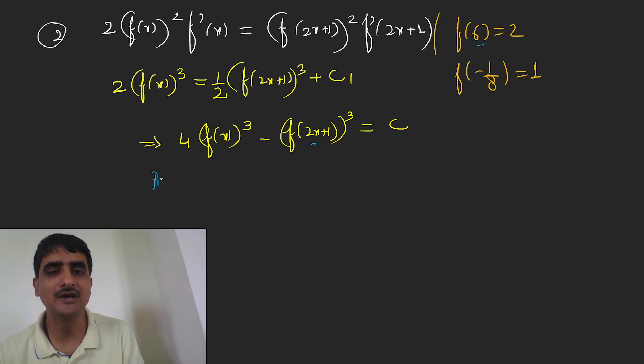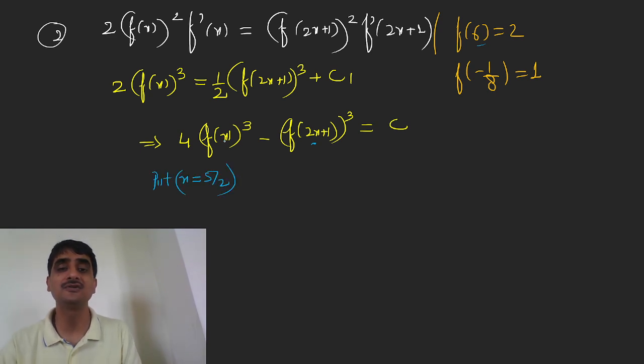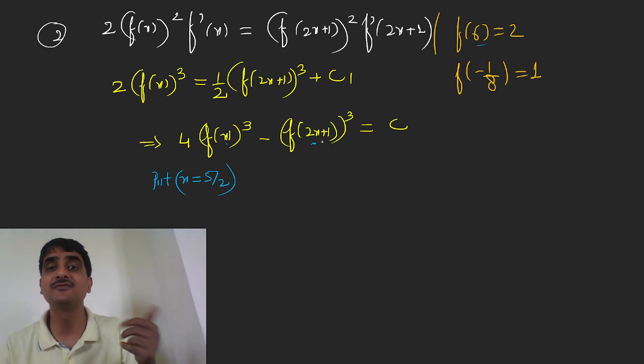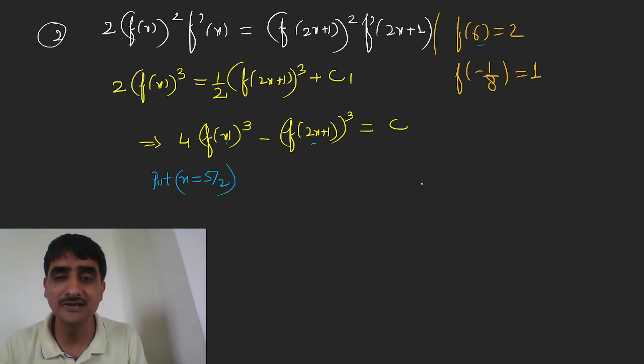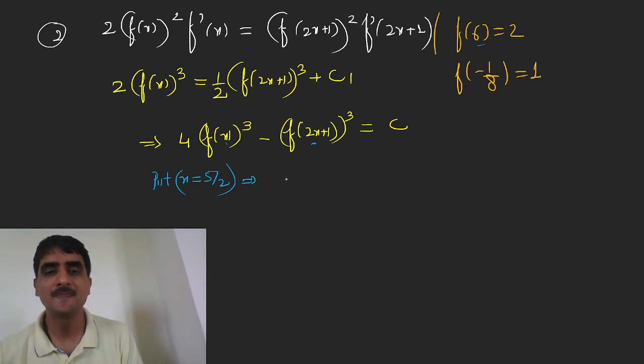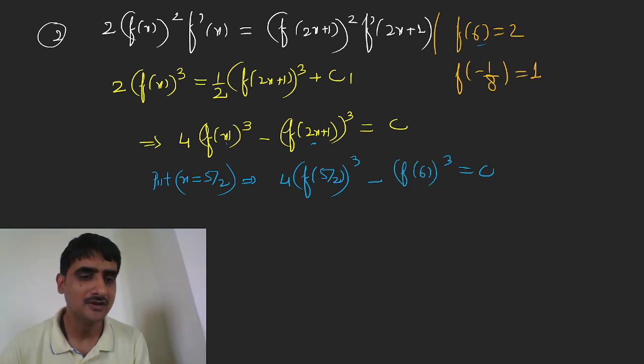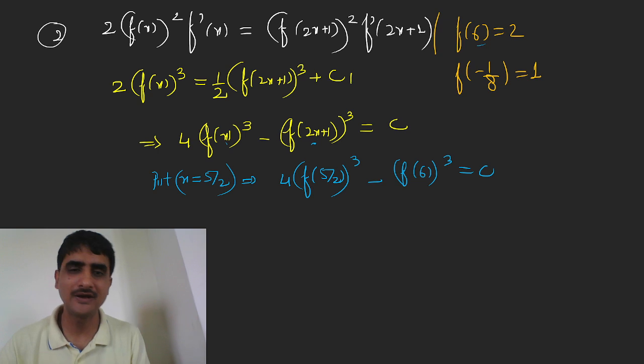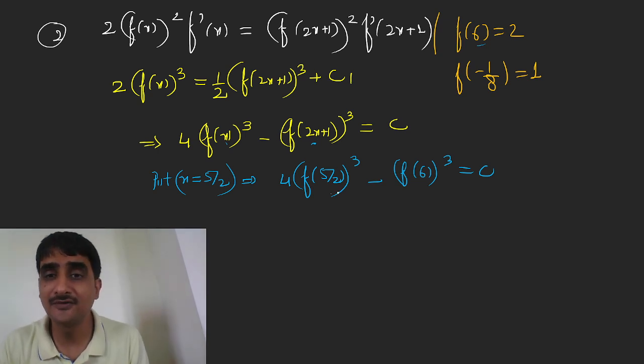So I will say put x is equal to 5 by 2. Why am I doing it? You can't put x is equal to 6 because then we need f of 13, and how will we get 13 from here? So put it here: f of 5 by 2 whole cube minus f of 6 whole cube is equal to C. That's one thing. Now the point is how to get f of 5 by 2. We need f of 5 by 2.